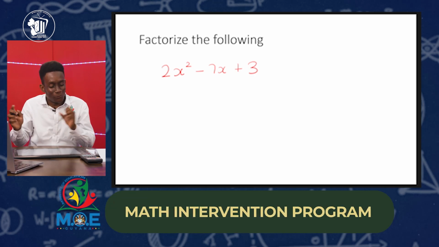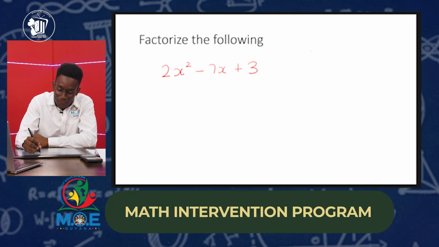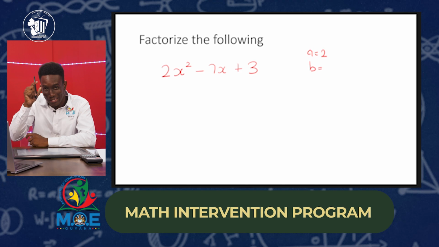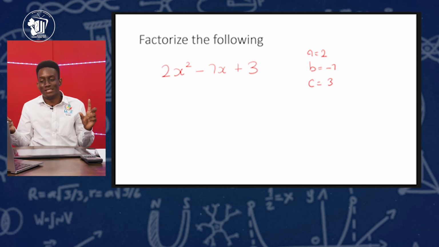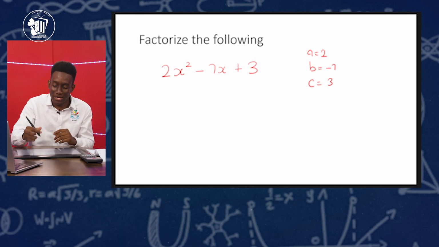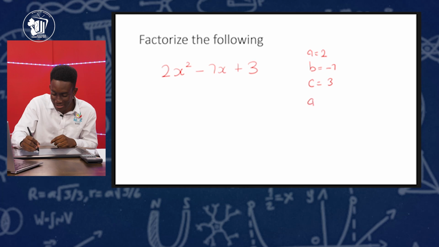So step 1, of course, we identify A, B, and C. So we see A is equal to 2. We see B is equal to negative 7. And we see C is equal to 3. Identify A, B, and C. Step 2, we multiply A by C. So A by C will give you 2 multiplied by 3, and this will give you 6.